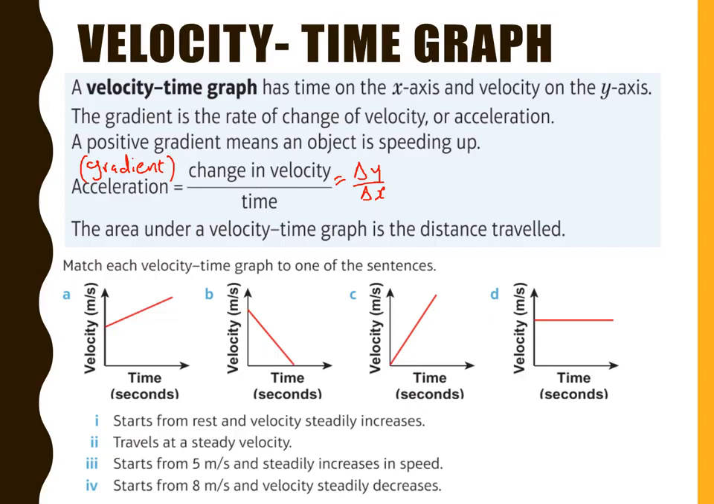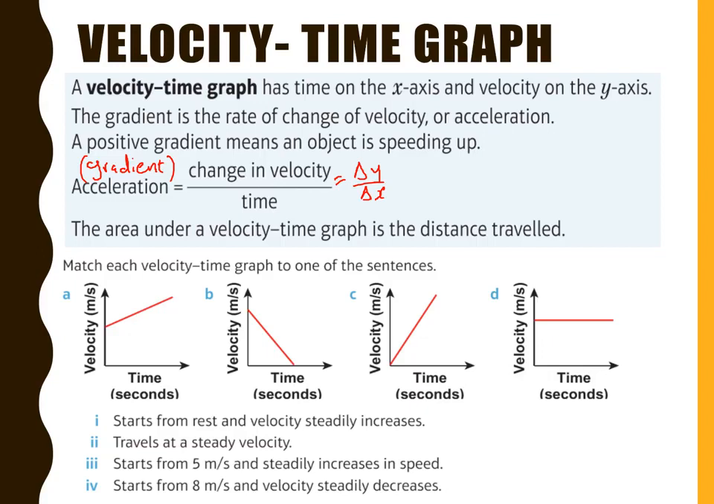And then what they're saying is this: the area under is the distance traveled. So this tells us, if the question asks what is the distance traveled, this is what you need to find, the area under the graph. Match each velocity time graph to one of these sentences.